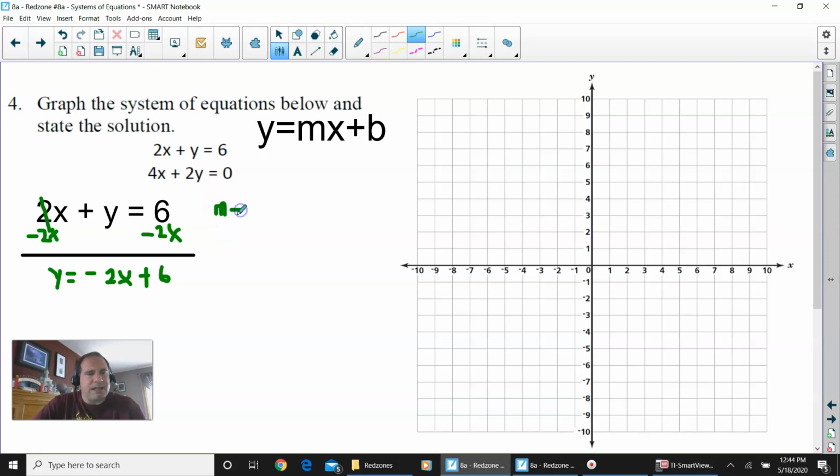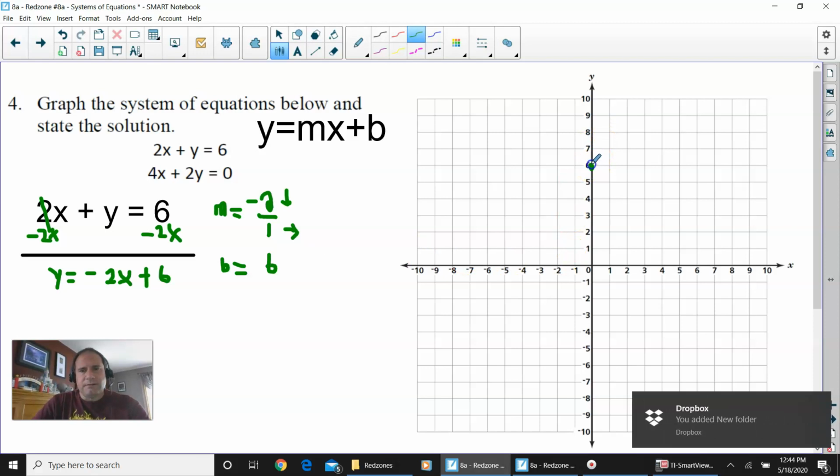m equals negative 2, and when I am graphing, I always put that in rise over run format. Right away, I know that the negative 2 is a rise that goes down, which doesn't make any sense, but anyway, it's not a rise, it's a decrease of 2, and to the right 1 because it's a positive 1. b equals, and b is always the other number, b equals 6. So I'm going to go to 6, and I'm going to go down 2.